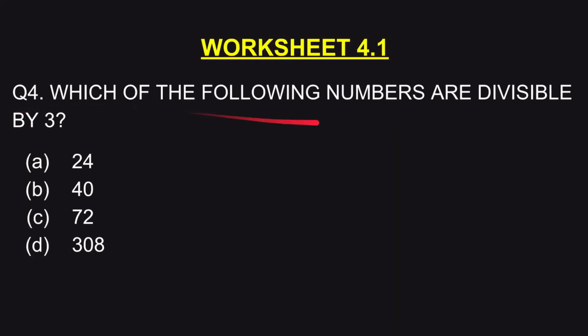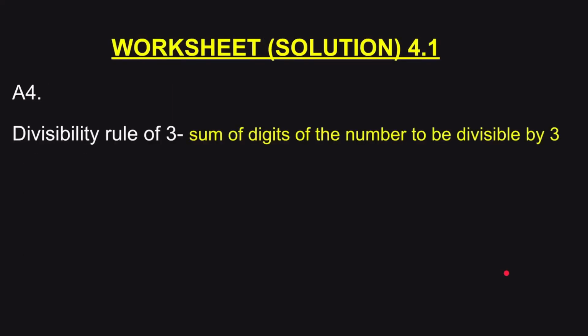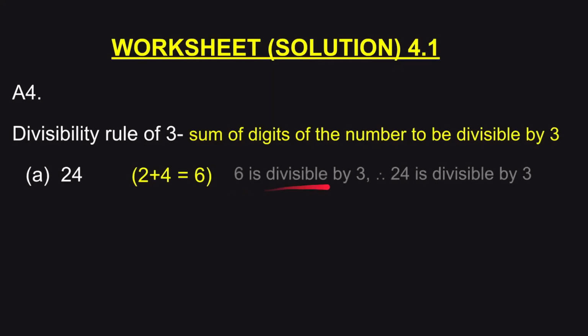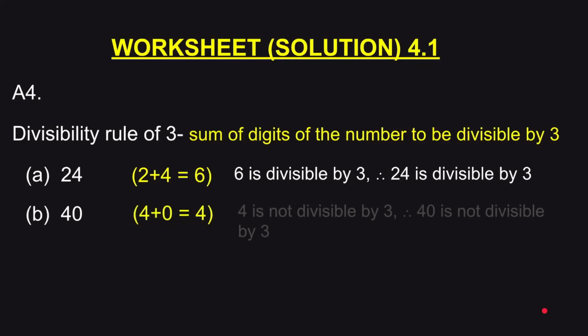Question 4. Which of the following numbers are divisible by 3? The rule for divisibility by 3 is: if the sum of the digits of a number is divisible by 3, then the number will be divisible by 3. We have 24. So the sum of digits is 2 plus 4, which gives us 6. 6 is divisible by 3. Therefore 24 is divisible by 3. 40. So we have 4 plus 0, which gives us 4. 4 is not divisible by 3, therefore 40 is not divisible by 3.